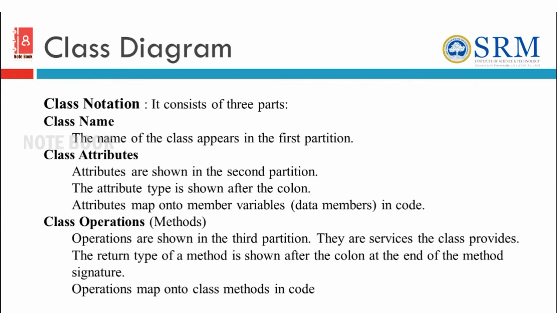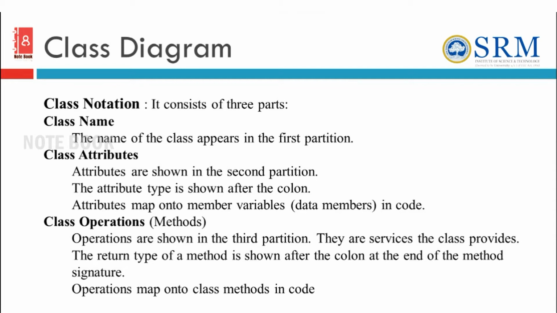Now comes the class notation. It consists of three parts. The first one is the class name, the second one is class attributes, and the third one is class operations. Operations are nothing but the methods or functions. The class name is the name of the class, which appears in the first partition or first compartment of the class. The second one is class attributes. Attributes are shown in the second partition or second compartment of the class, that is the middle compartment. Then the attribute type is shown after the colon.